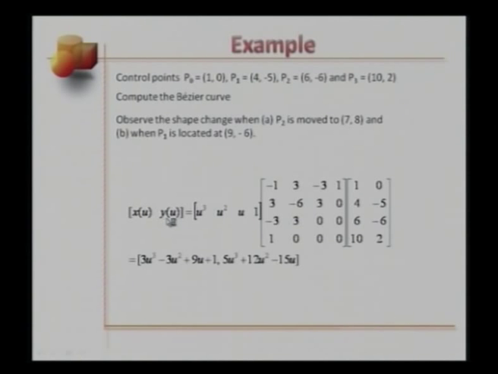The position vector is given by x(u), y(u). This is a 1 by 4 row matrix in terms of u. This is a 4 by 4 Bezier matrix. And this is where we specify the geometry: 1, 0 for point P0, 4 minus 5 for P1, 6 minus 6 for P2, and 10, 2 for P3. Working out the algebra is not very difficult here, so I'll just give you the results. The x component is given by 3 u cubed minus 3 u squared plus 9 u plus 1, and the y component is given by 5 u cubed plus 12 u squared minus 15 u.